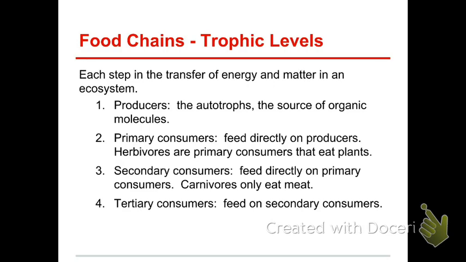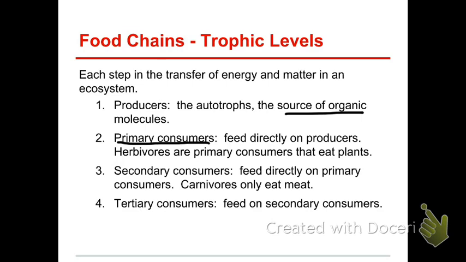All right, so this kind of puts some actual terminology to it. So we've already talked a lot about autotrophs. We've called them producers. Sometimes we'll see them as primary producers because they are the source for all the organic molecules and the energy for the food chain. The next step would be your primary consumers. They feed directly on producers. These are your herbivores, for example.